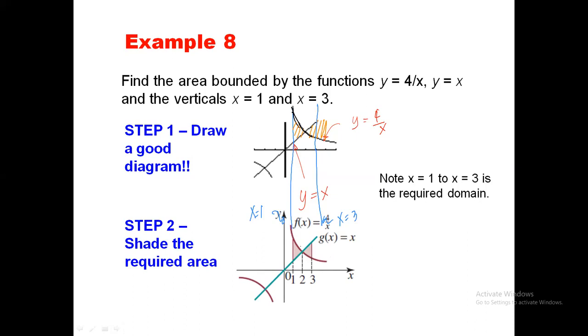The first area is, if you're using the vertical element, the first area will be y dx, and your y will be the y of this curve minus the y of this line, dx. So meaning your boundary will be from 1 to 2. For this area, it would be the other way around. It would be the y of the line minus the y of the curve, and it will be using the intervals 2 to 3.